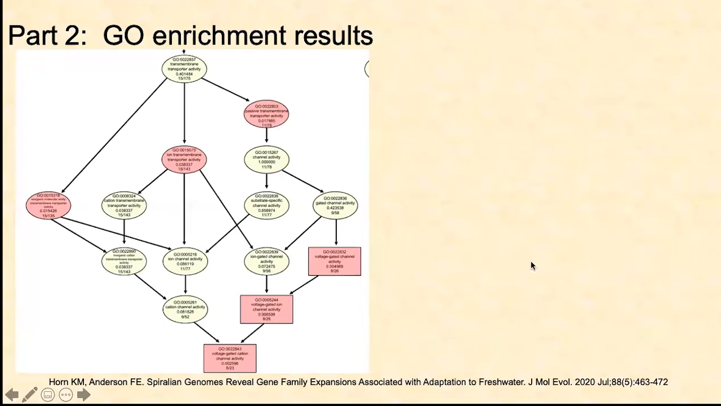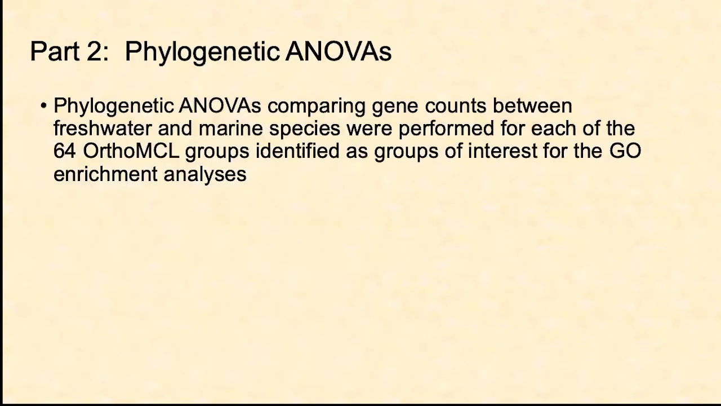So overall, function-wise, we're seeing transmembrane ion transport seems to be the overwhelming function that we see in these gene families that underwent expansions in freshwater lineages. So then I wanted to ask, okay, those are the functions, whether it's the same specific gene family or not. Now, are there specific individual gene families that seem to have gone through this repeatedly and independently on these freshwater lineages? And for that, I use phylogenetic ANOVAs of the gene counts in marine versus freshwater.